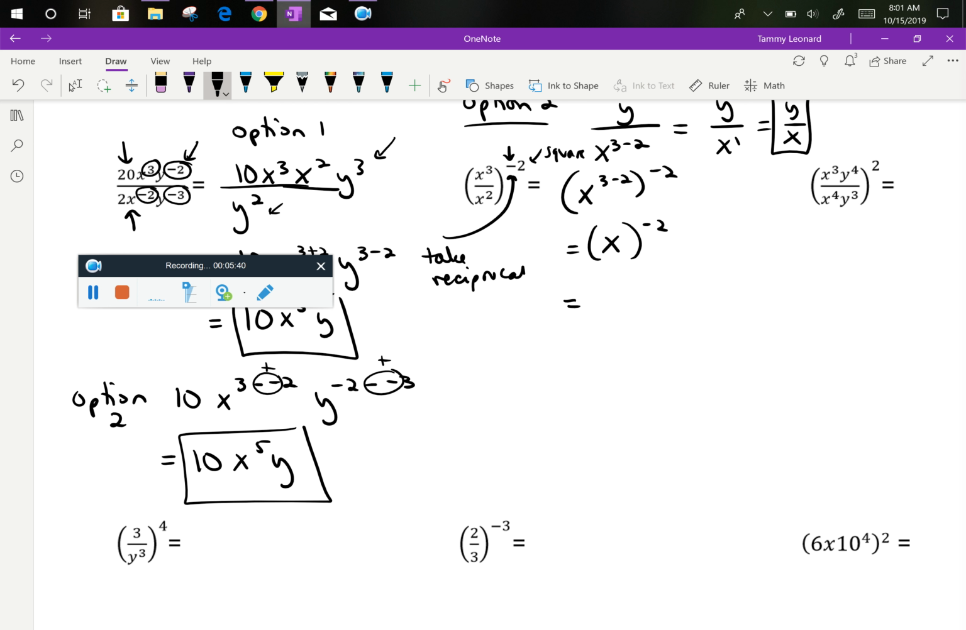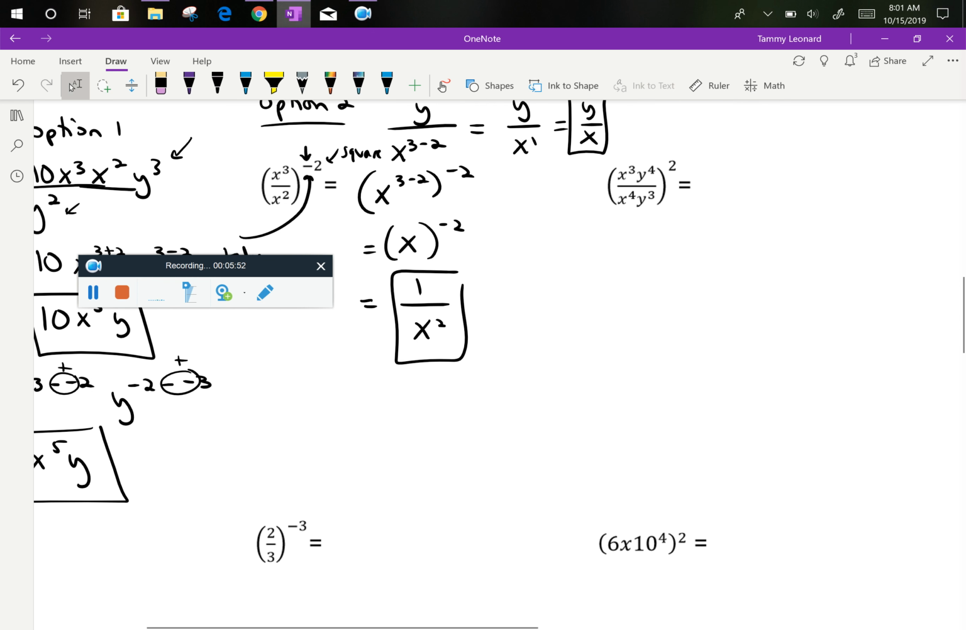Now we can think about the whole reciprocal and squaring business. This is 1 over x squared because the negative tells us to take the reciprocal and the 2 is squaring the x.